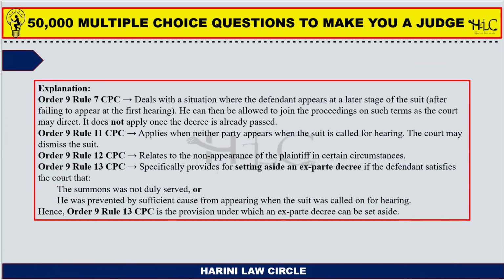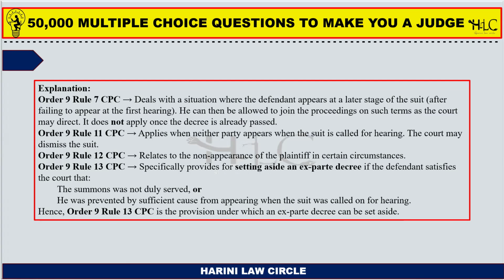The explanation will be in your next slide, whereas I have given you the explanations for all the options in the previous question, so as to give you clarity on what the rule or order or the section says. Okay, so our answer to the question was Order 9, Rule 13. Order 9, Rule 13 of CPC specifically provides for setting aside an ex parte decree if the defendant satisfies the court that the summons was not duly served, or he was prevented by sufficient cause from appearing when the suit was called on for hearing.